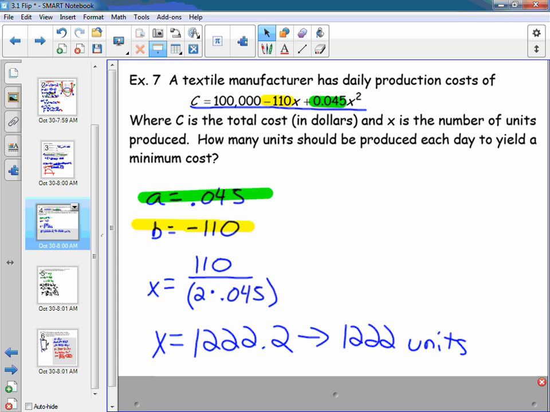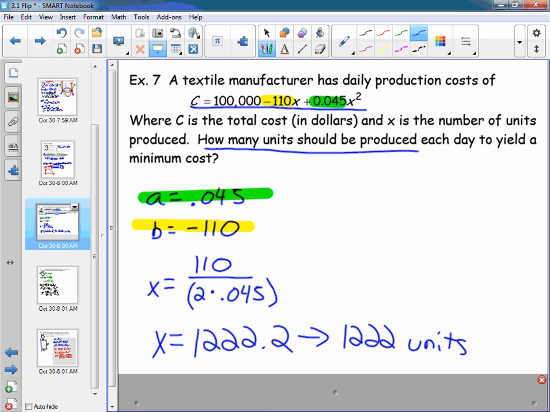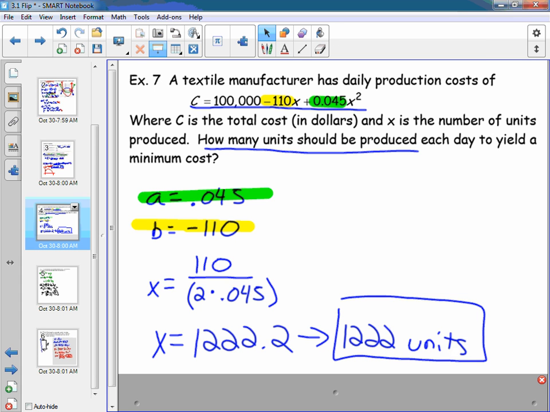we will end up with 1,222.2. And we would round that down to 1,222 units. And we can stop there. We do not need to plug that back in to figure out the total cost. We could find that by plugging 1,222 back into our function, but we don't need to because it just says how many units should be produced. So we can just stop there, and this would be our final answer.